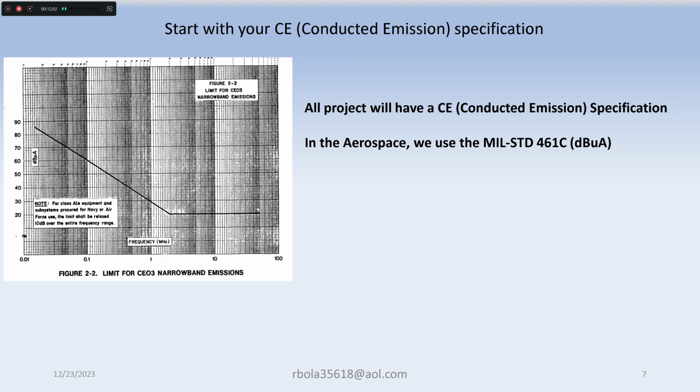So this is the plot. This is for the CE03 narrowband emission, and this is the diagram that you would use to start your design. So here you have your x-axis, which is the frequency, and then you have your y-axis, and this is the dB microamps that is allowed back into your V-bus.